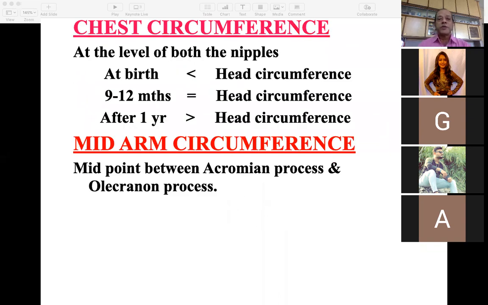Chest circumference is measured at the level of both the nipples. At birth, it is less than head circumference. At 9 to 12 months, it equals head circumference. And after 1 year, it should exceed the head circumference. As we discussed, the cephalocaudal growth. So first, the head circumference will be more, and gradually the chest circumference will become more. Mid-arm circumference is taken at the midpoint between the acromion process and olecranon process. We'll discuss the mid-arm circumference in detail when we discuss PEM.